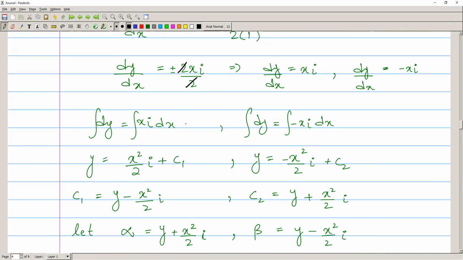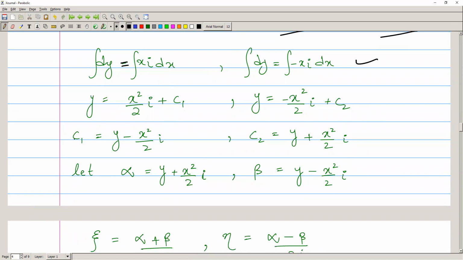So now we have two roots here: one is x iota and the second is negative x iota. These are separable ordinary differential equations, so we can solve them easily using the separable equations method. When we integrate, we get y equals x squared over 2 iota plus c1, and for the second equation we get y equals negative x squared over 2 iota plus c2. Then, in a similar way, we isolate c1 and c2 to construct functions in terms of x and y.